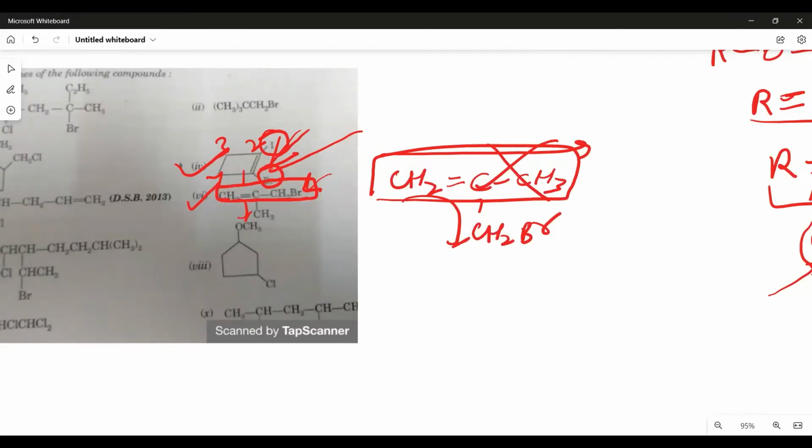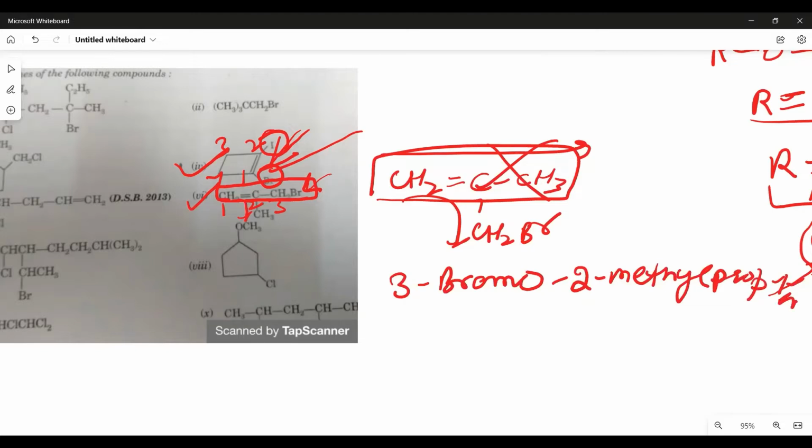So the double bond will decide the position. Lowest position double bond को मिलेगी, क्योंकि डबल बॉन्ड और Br में से डबल बॉन्ड को प्रायोरिटी रूल में ज्यादा प्रायोरिटी मिली है. So what will happen? CH2 double bond C CH2 Br में 1, 2, 3. So the nomenclature will become 3 bromo और सेकंड पोजीशन पे मिथाइल है, 2 मिथाइल. हमने मिथाइल पहले क्यों लिया, बाद में क्यों लिया है? अल्फाबेटिकली B पहले आता है. तो 3 bromo 2 methyl prop-1-ene. That will be the nomenclature for this particular compound.